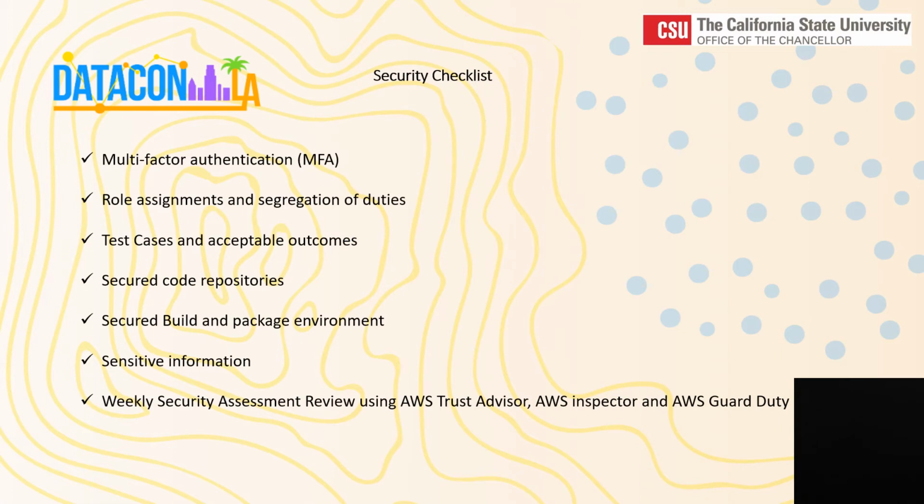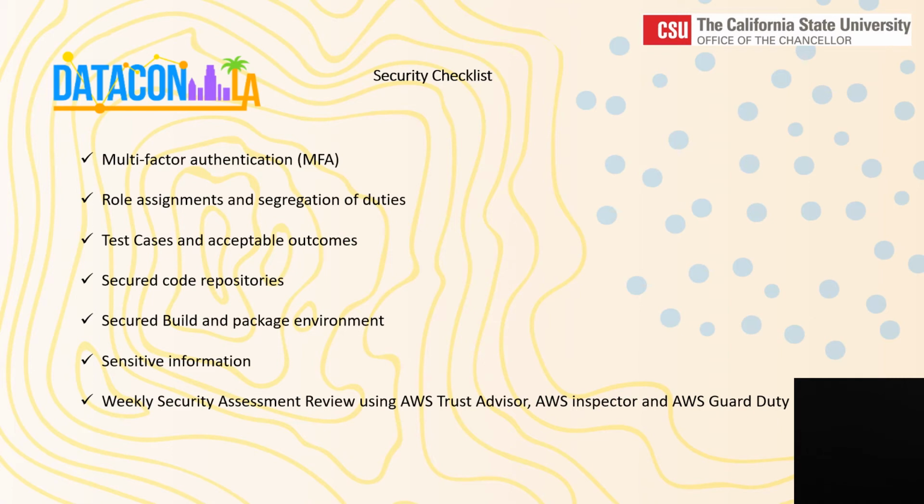MFA, multi-factor authentication, is used for all user accounts to log on to AWS. Role assignment and segregation of duties are clearly defined. Each user is given only the permission required to fulfill the job duties. Test cases and acceptable outcomes are defined to ensure test results meet the company's policy.